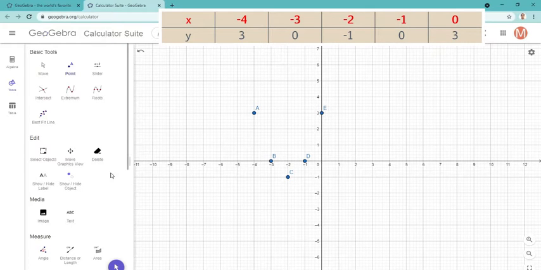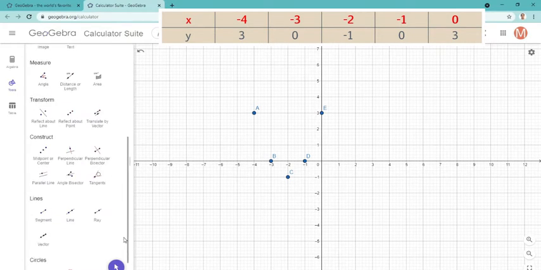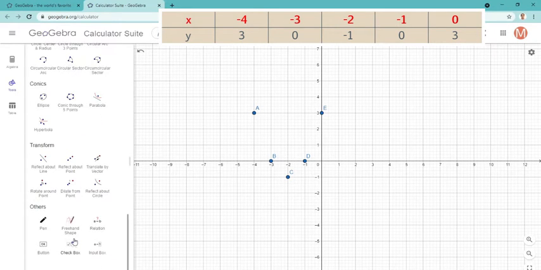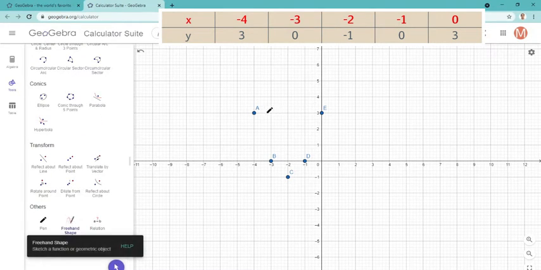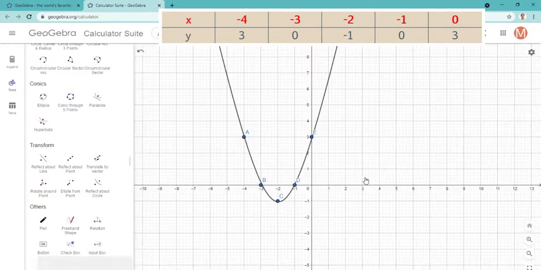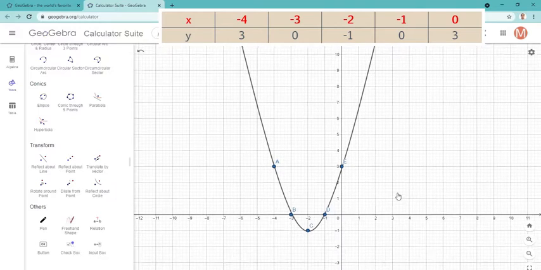And then i-connect na natin yan. Hanapin natin yung freehand shape. Graph natin to from A, connect natin sa B, C, then going upward. Okay, so ayan ang kanyang graph. As you can see, ito going siyang upward. Yan ang magiging graph niya.